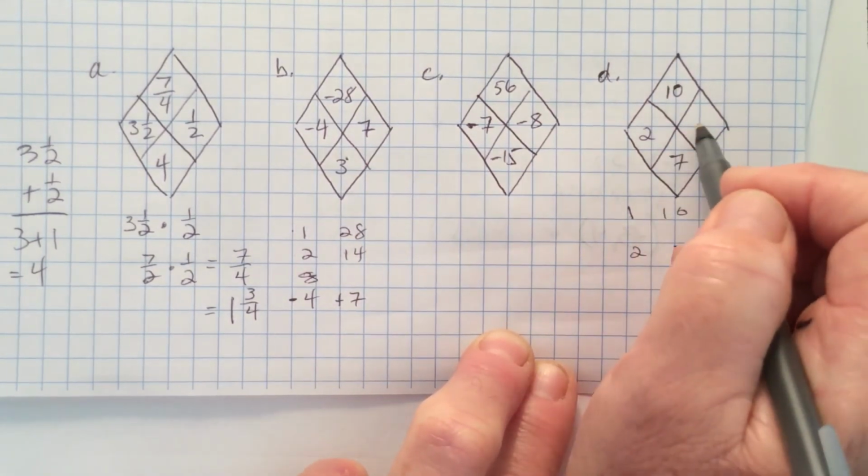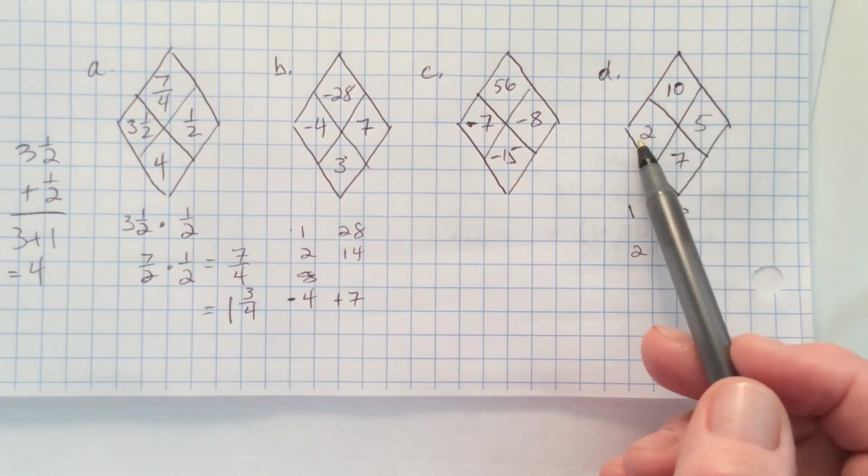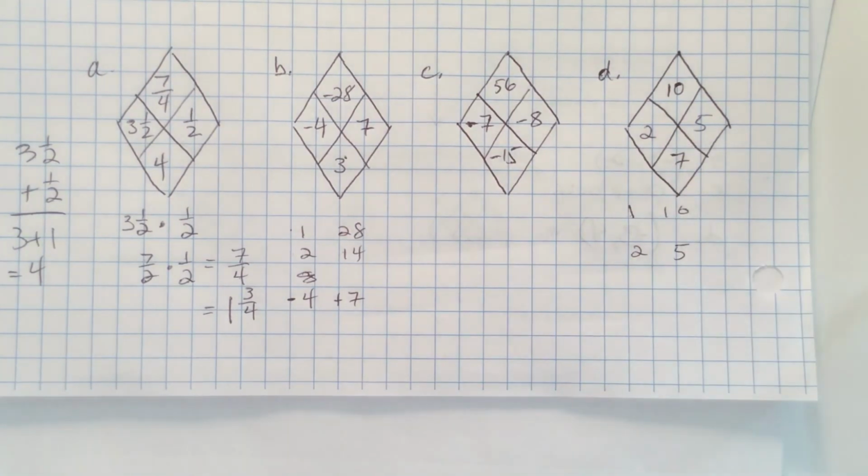So our answer is 2 and 5, and it doesn't matter if you put the 2 and then the 5, or the 5 and then the 2. That's it.